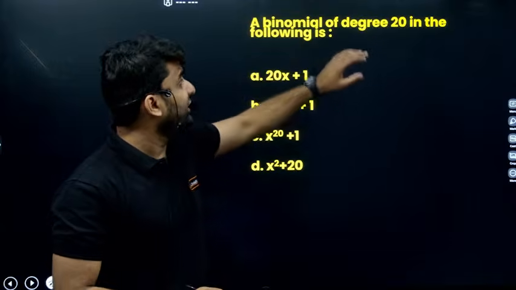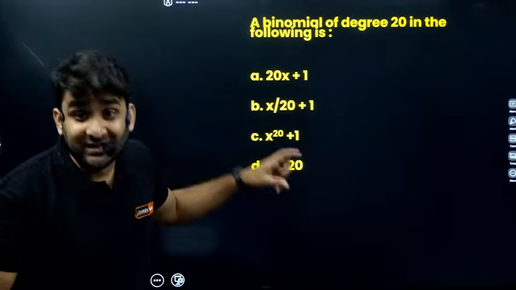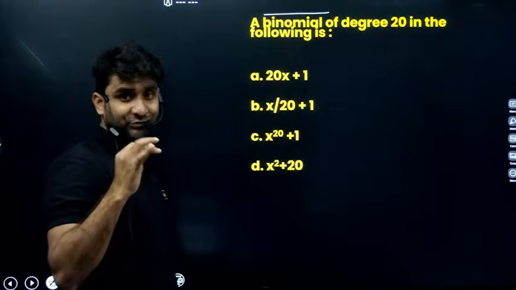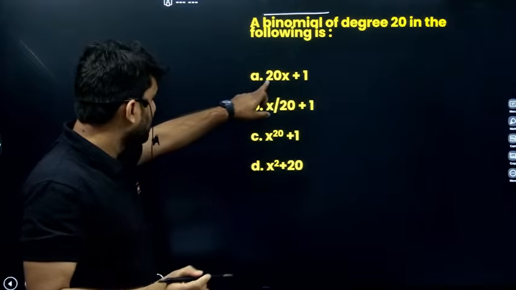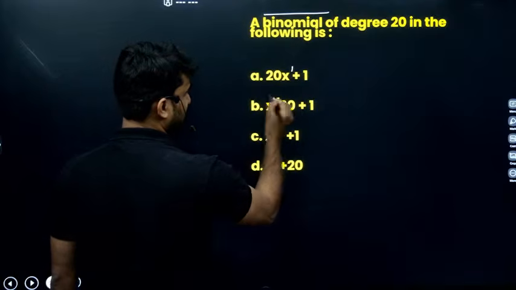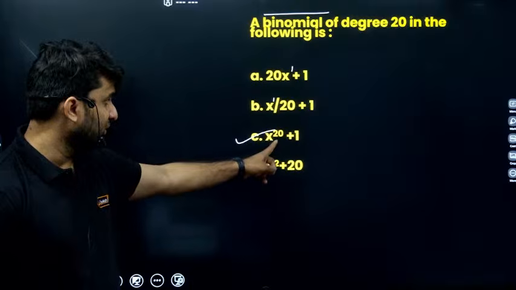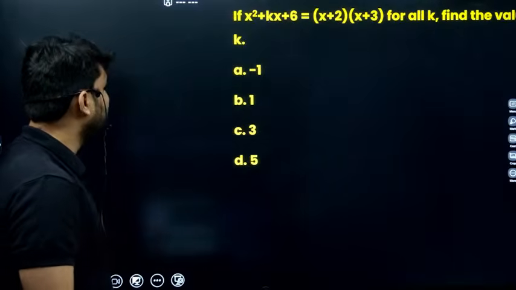Which of the following is a binomial of degree 3? Dear everyone, listen. Binomial means there should be two terms, and degree means highest power. So in 20x, the highest power is 1. Here the highest power is 2. This is the answer, the highest power is 20, so that will be the degree. Moving to the next question.